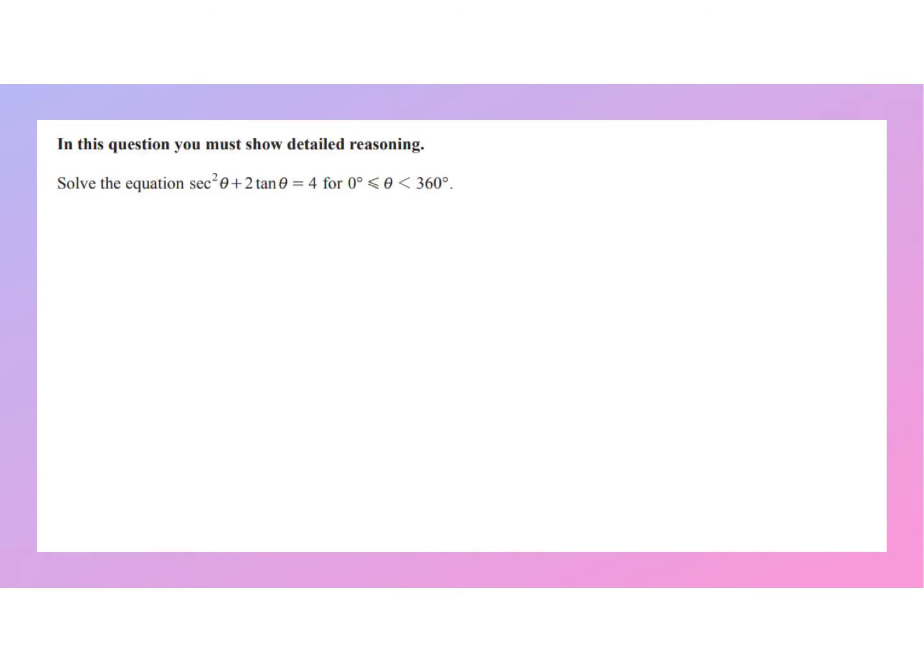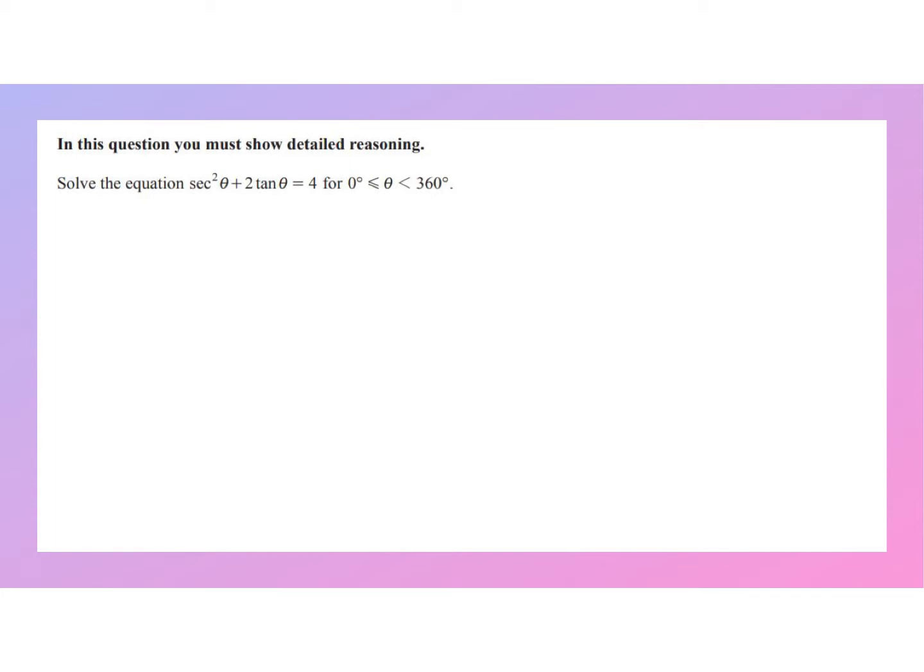So the question requires us to show detailed reasoning, meaning that we cannot just draw the graph on our calculator and read off the solutions that way. We've actually got to show how we've solved the equation. Now, there should be an instant recognition of the link between sec squared and tan squared here, because there is a Pythagorean identity that we work with here.